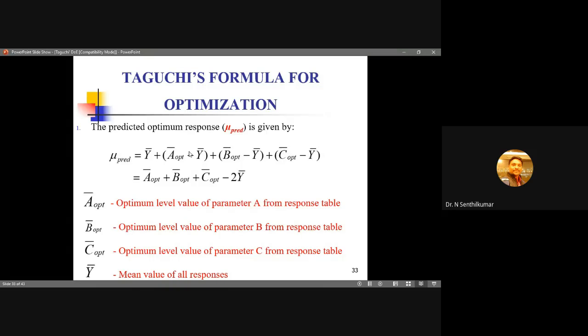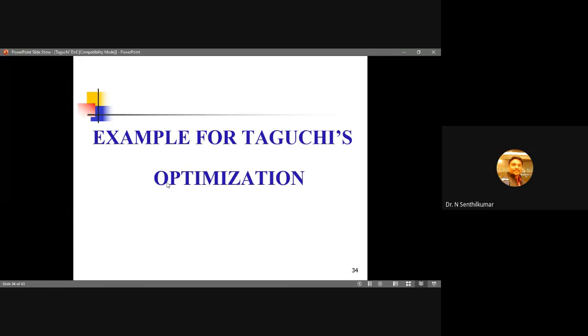If you add all these things, then we will have this combination: the mean of this, mean of this, mean of this, and mean of this. So kindly take note of this formula. It will be useful when you are writing journal papers and all. Then an example for Taguchi's optimization. We'll see an example, and then we will have a small single experiment hands-on training also.